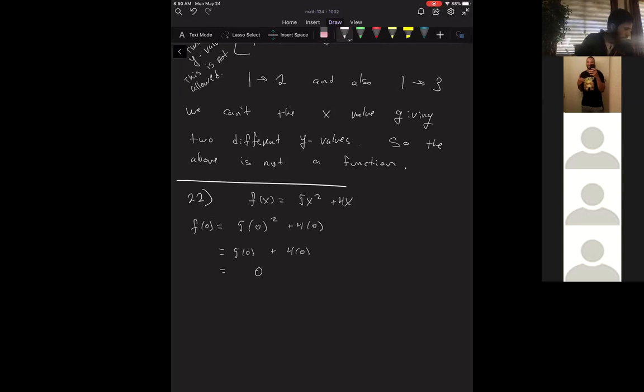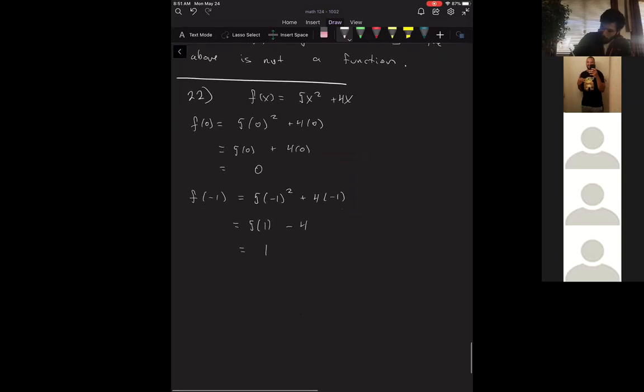What's another one we can do? f of -1. So what does this mean now? Well, all we have to do is replace all of our x values with -1s. So from that 5x squared plus 4x, let's make this 5 times (-1) squared, and then plus 4 times (-1). So this is going to be 5 times (-1) squared. Remember, if you square a minus sign, it goes away. So really, that's just going to be 5 times 1, which is 5. And then 4 times -1 is -4. So here we have 5 minus 4, which is going to be 1.